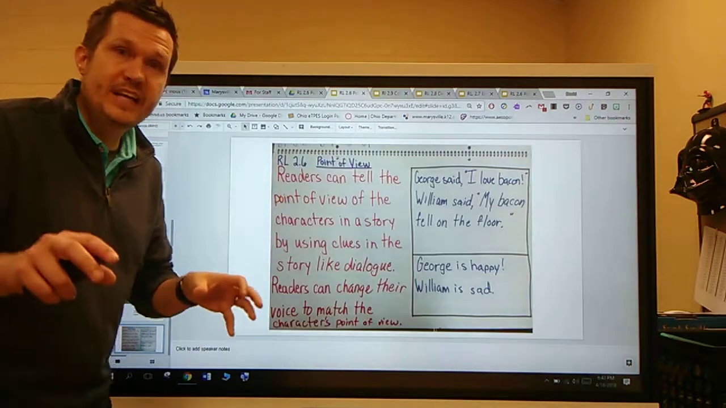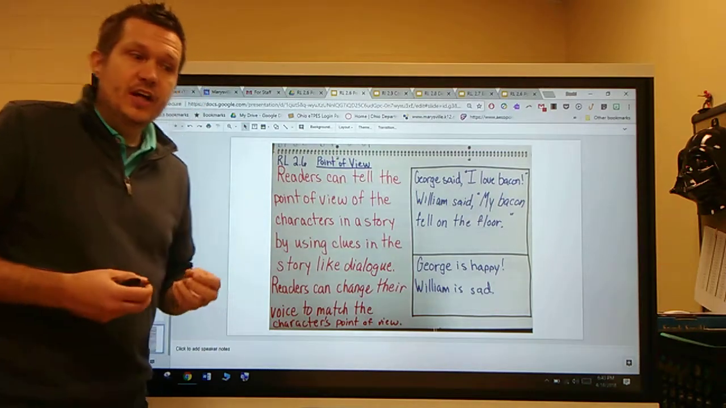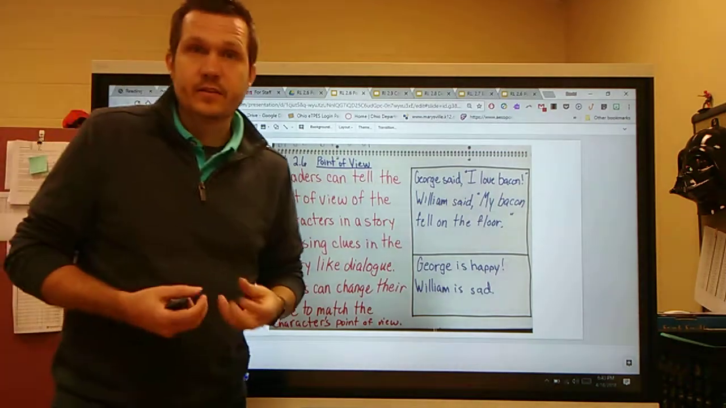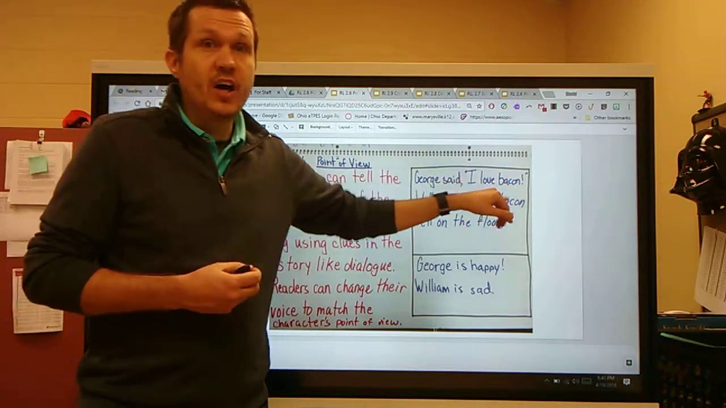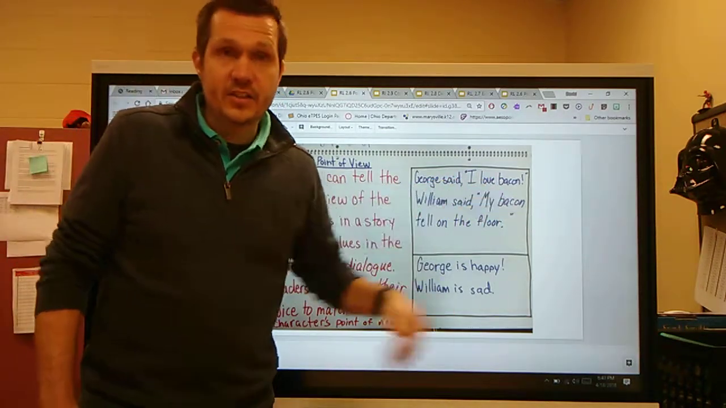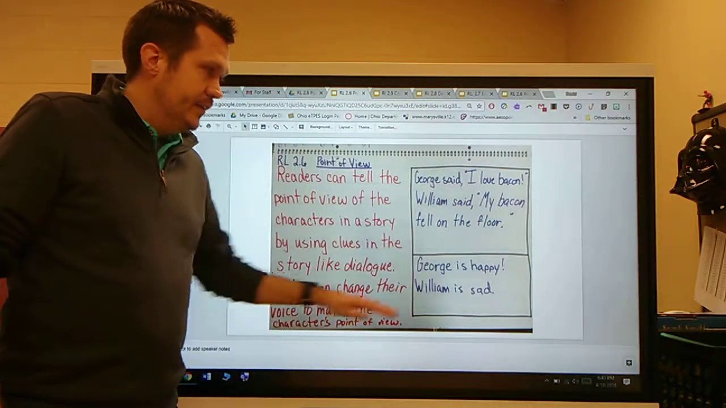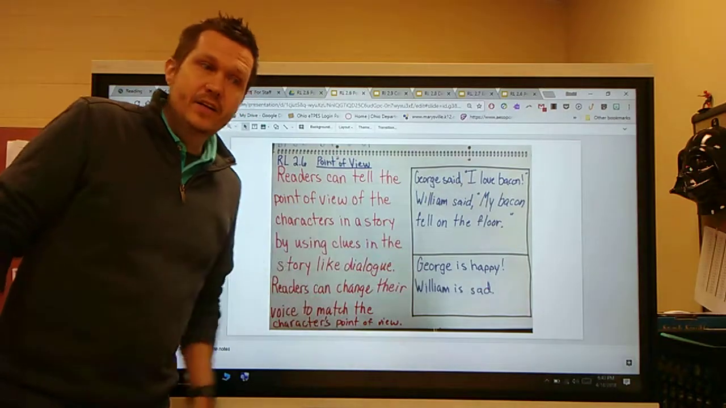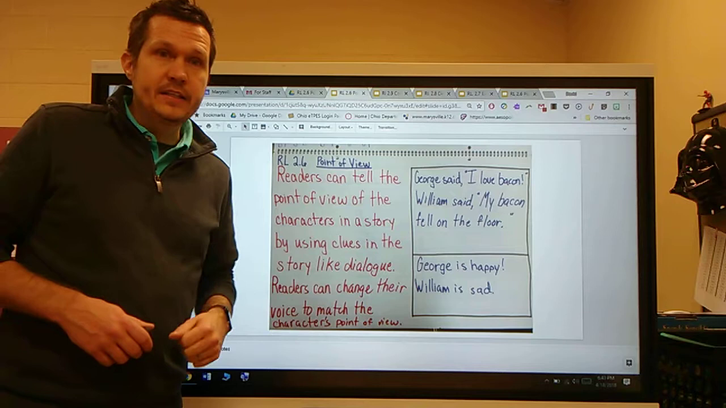So when you're out in your reading today, I want you to be thinking about the point of view of your characters. What are your characters feeling? What are they thinking? Because you can use these clues. If a character's talking, really pay attention, because that dialogue is going to tell you how the character feels or what they might be thinking. And then you can figure out if they're happy, sad, or something else along those lines. So when you're out there reading, give it a good go.